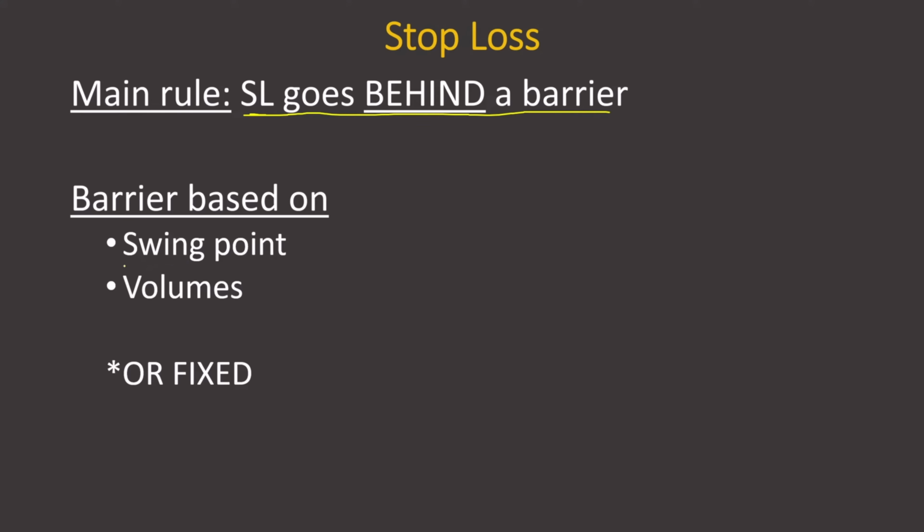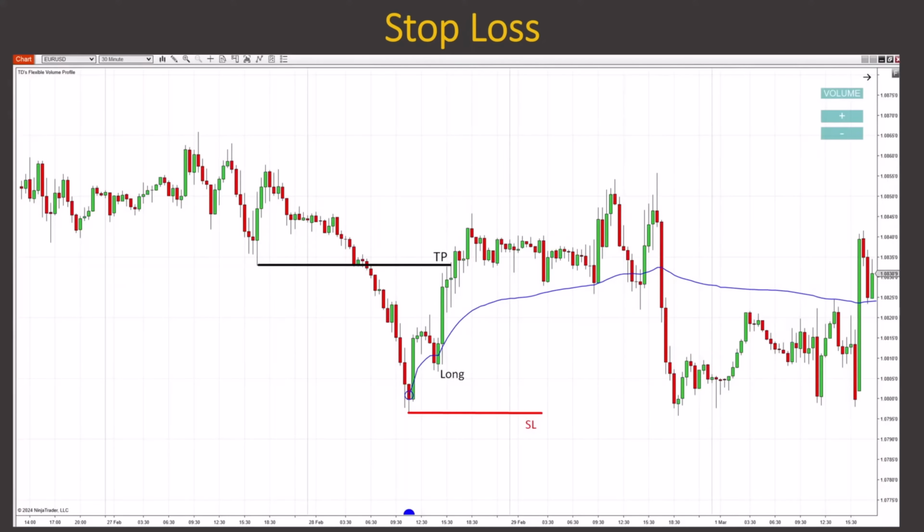Barrier is very often, at least in my case, a swing point or heavy volume zone. If there is no barrier in the close area where you want to place the stop loss, then you can use fixed stop loss, which is, for example, 15 or 20 pips, depending on the trading instrument, depending on the volatility, right? But only if you can't find any barrier. Let me show you a couple of examples.